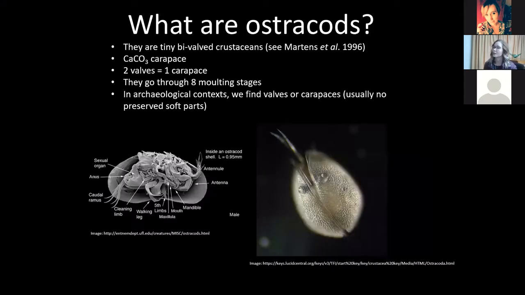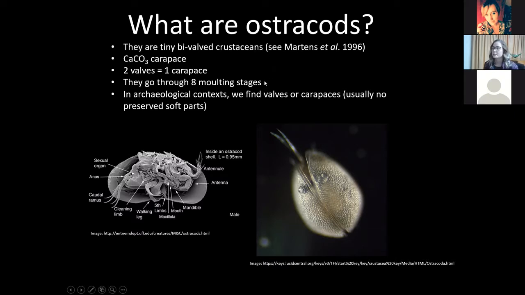So what exactly are ostracodes? Ostracodes are tiny bivalved crustaceans. So they're also kind of colloquially known as seed shrimp, and you might have seen them in your fish tank. They have a carapace of calcium carbonate, low magnesium calcium carbonate to be even more specific. And just for more context, 2 valves equals 1 carapace. So if I do refer to a valve, I'm meaning one kind of half of this organism.